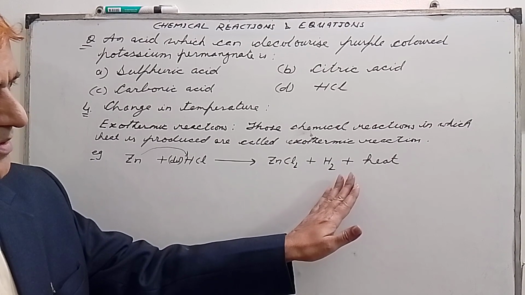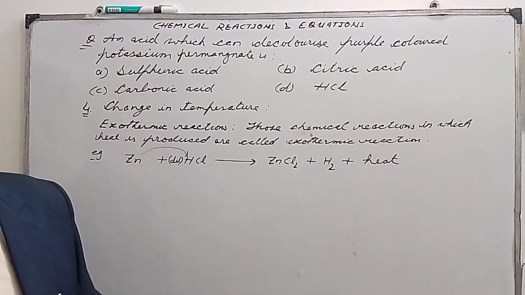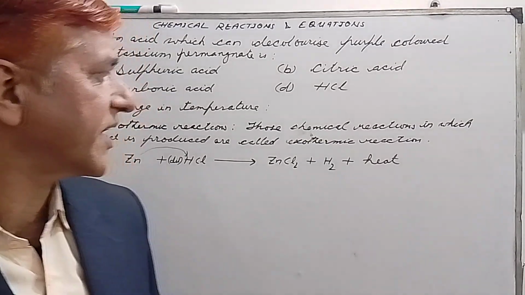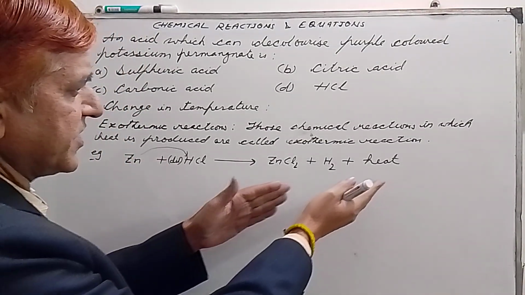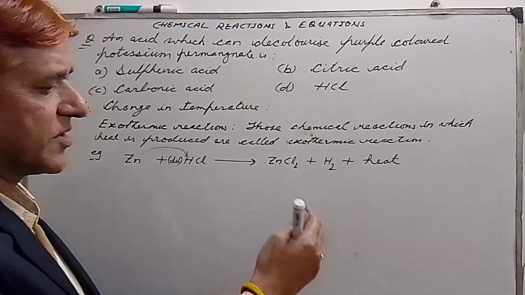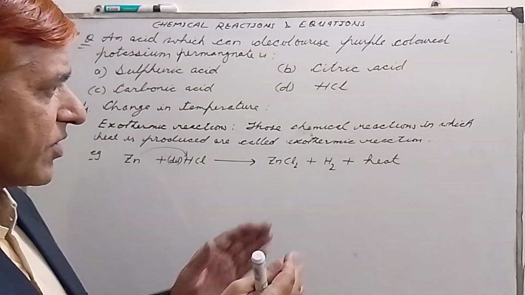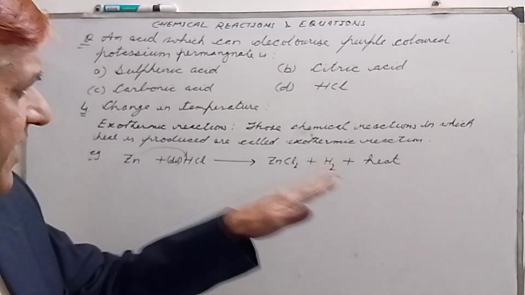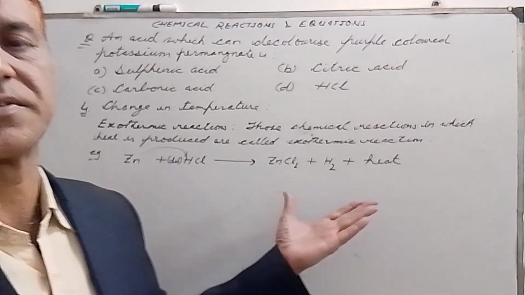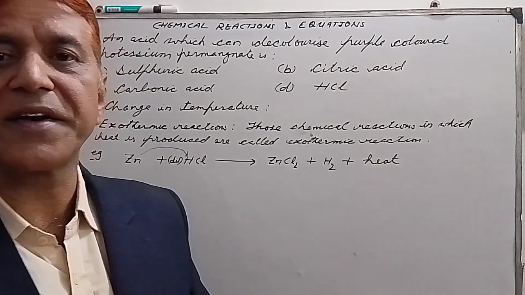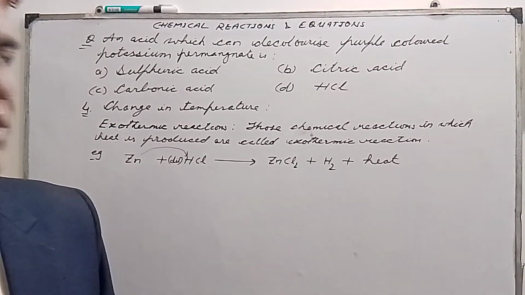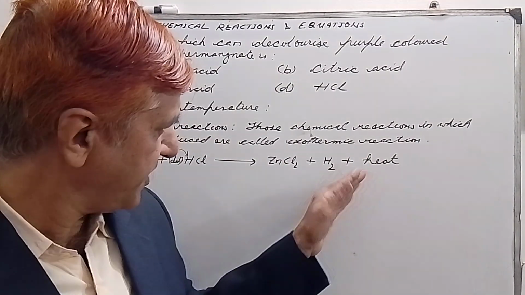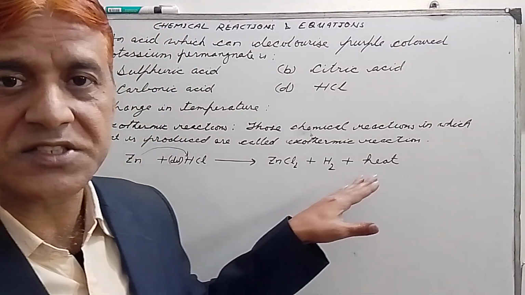So how do we identify an exothermic reaction? The reactions in which heat is written on the right side, or in the product side, are exothermic reactions. So we can identify an exothermic reaction if heat is written on the products side.